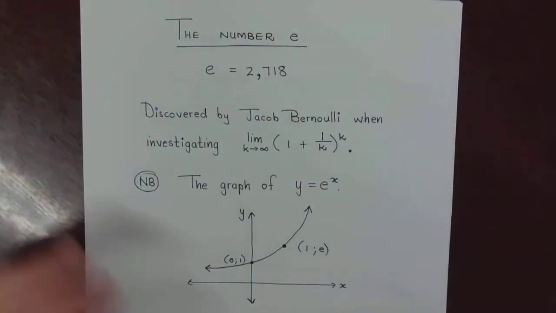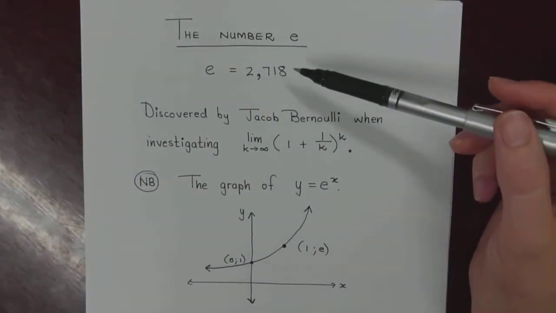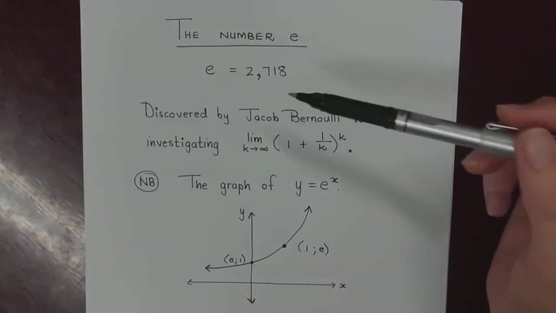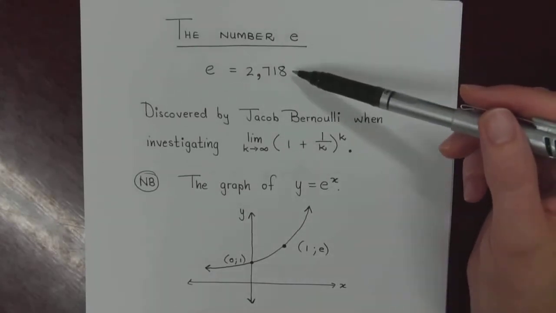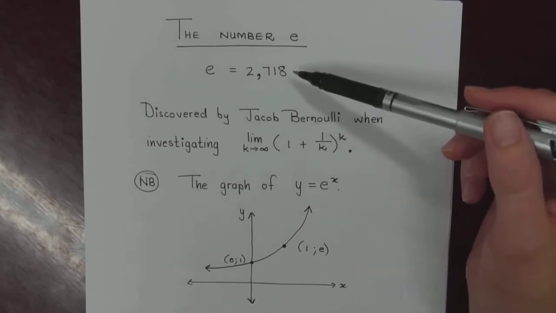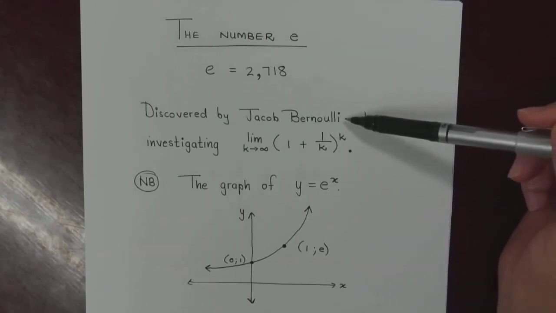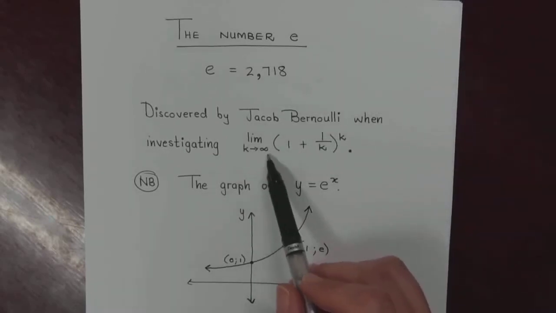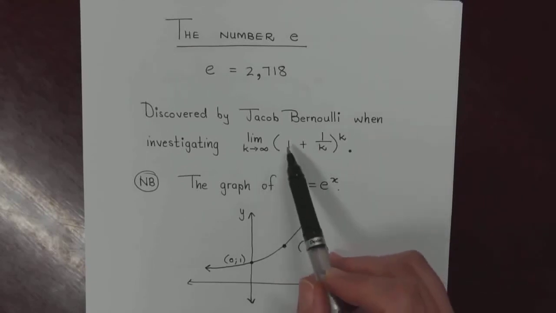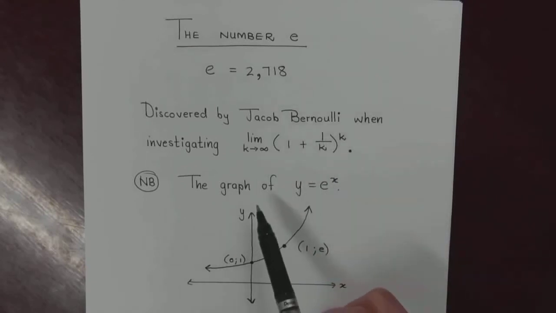Right. Now, the number e is an incredibly important number for calculus, and you will find it out as we go along. Initially, when the number e was found, it wasn't necessarily used in calculus. It was discovered by a mathematician by the name of Jacob Bernoulli, and he was investigating the limit of k tending towards infinity of (1 plus 1 over k) to the power of k.